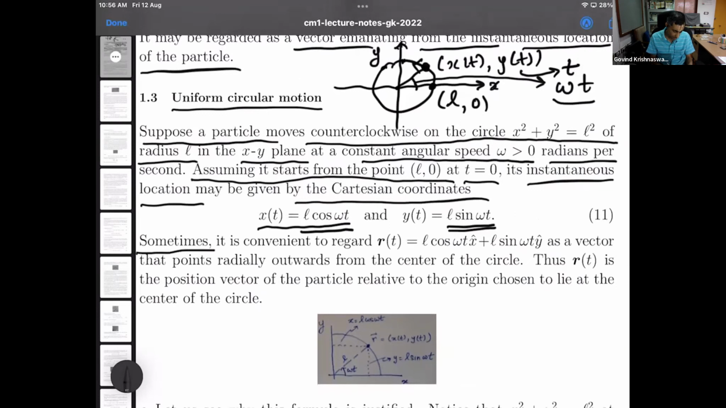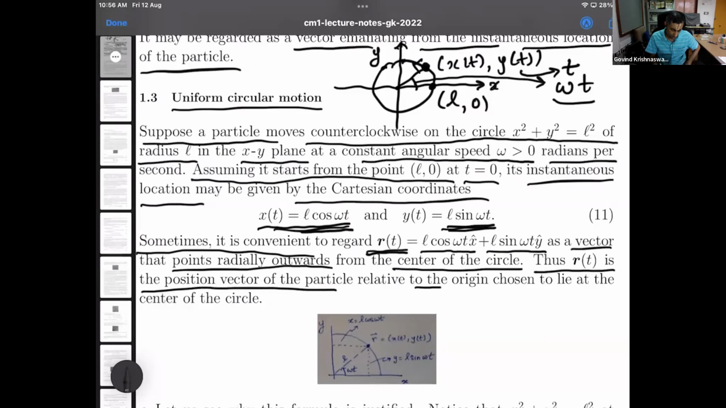Now, sometimes it is convenient to regard this pair of components as forming a vector, as we have been doing frequently now, and call that the position vector of the particle. So boldface R of t, R vector, is L cosine omega t x hat plus L sine omega t y hat. Okay, so it's a vector that points radially outwards from the center of the circle. Thus, R of t is the position vector of the particle relative to an origin that is chosen to lie at the center of the circle.